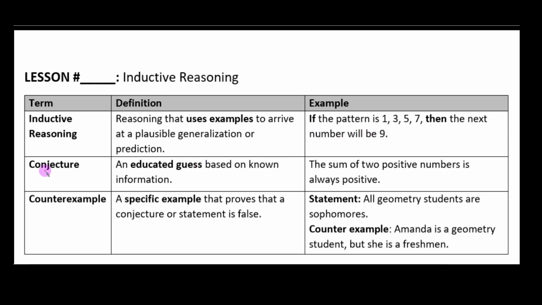Okay, and that rule is called a conjecture. Basically, it is an educated guess based on the information that you look at. So for example, I could say a conjecture of the sum of two positive numbers is always positive.